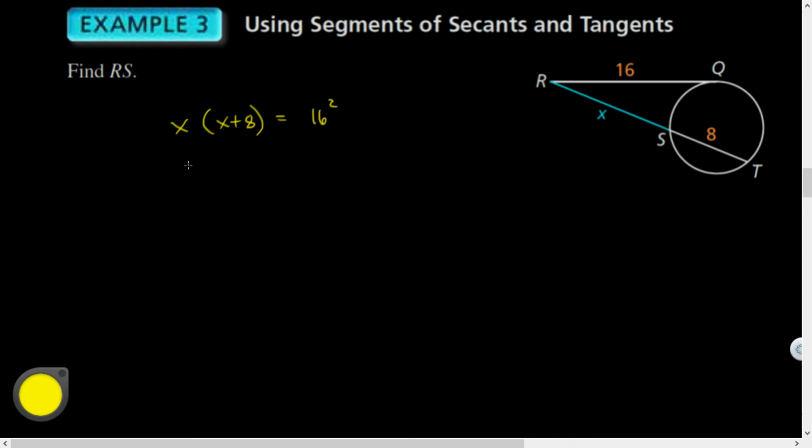Let's see. X times x is x squared. X times 8 is 8x equals 16 squared. What's that? 256. Subtract 256 from both sides. X squared plus 8x minus 256 equals 0. So I set this equal to 0. And now, oh, your book actually decided to solve. Oh, it's not factorable?